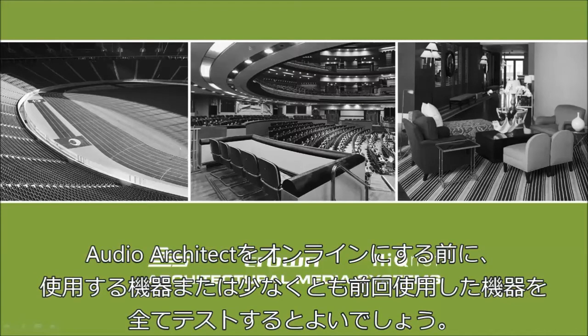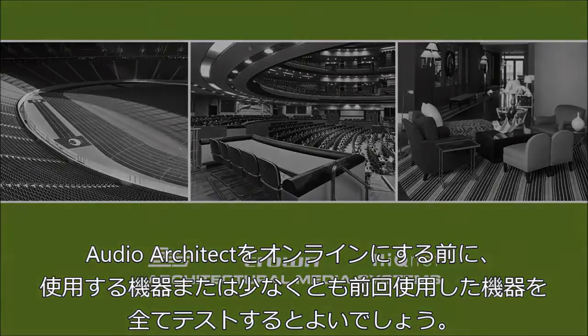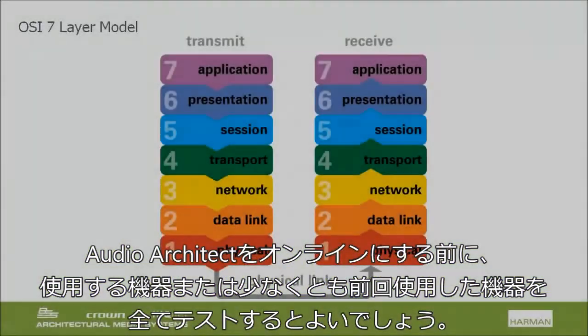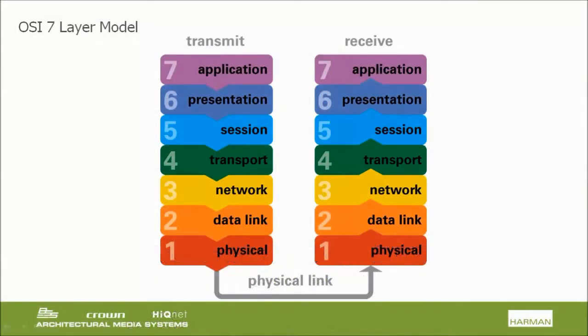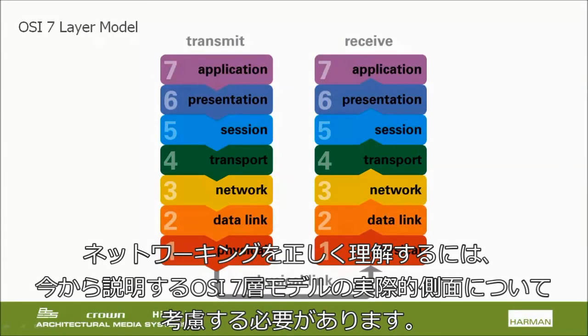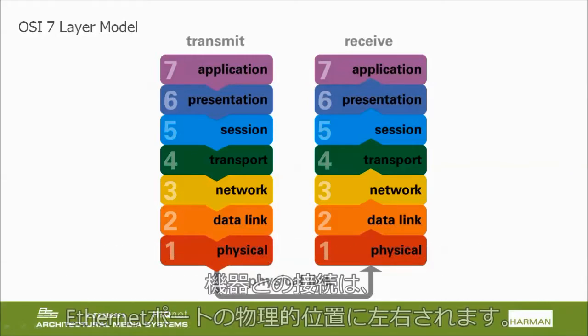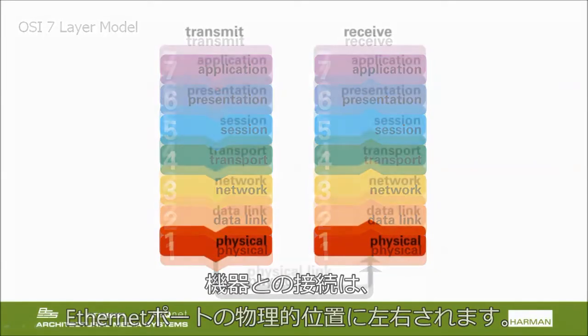Before you go online with Audio Architect, it is good practice that everything is tested and a known working piece of gear, or at least the last time used. In order to put going online and networking into perspective, these practical aspects of the OSI 7-layer model must be considered. Connection to devices is dependent upon the physical connection of the Ethernet ports.